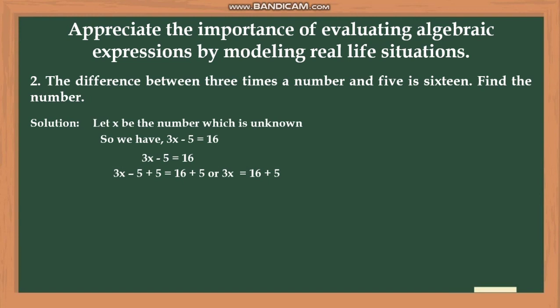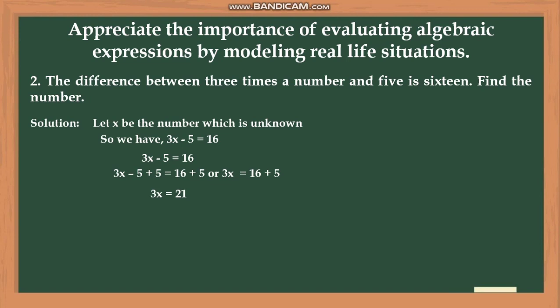Do the isolation. Again, this time I'll do the two techniques, but you can use just one. 3x minus 5 plus 5 is equal to 16 plus 5. So this time I add 5 to both sides to cancel out the negative 5 on the x side. Or you can do 3x is equal to 16 plus 5, where you only transfer 5. Since it is negative 5, if you are going to transfer it, change the sign, it will be positive 5. Simplify, it is equal to 21.